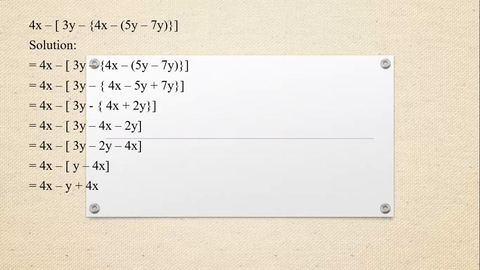Again, we have two like terms, which is 4x plus 4x. It will become 8x minus y. And we put the sign of plus with 8x, as both signs are plus.